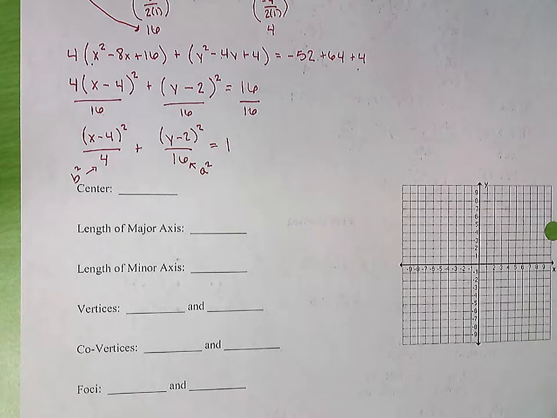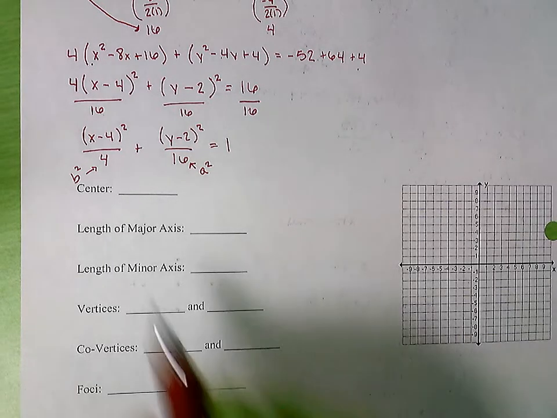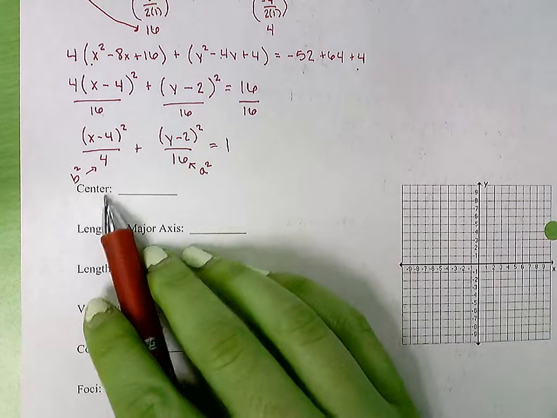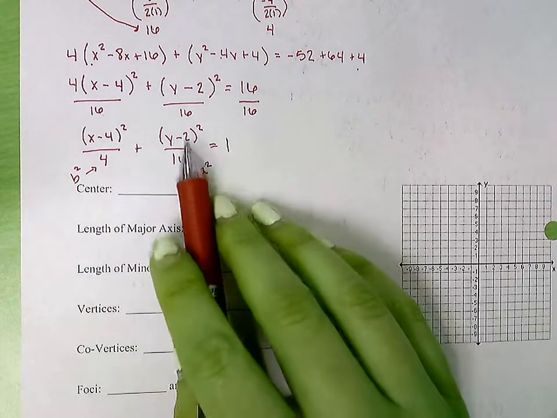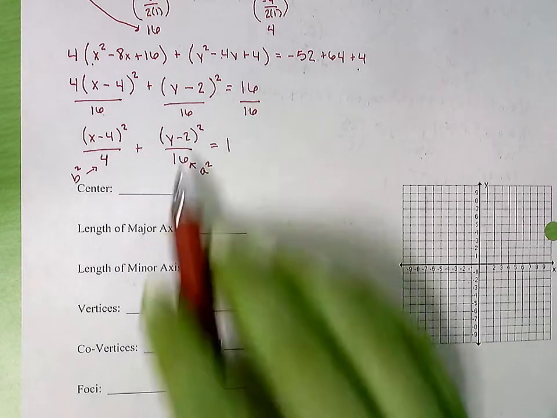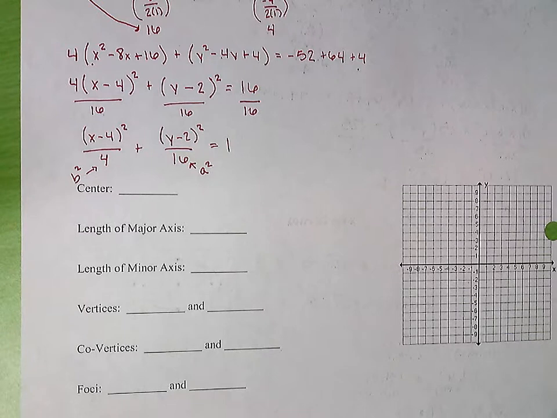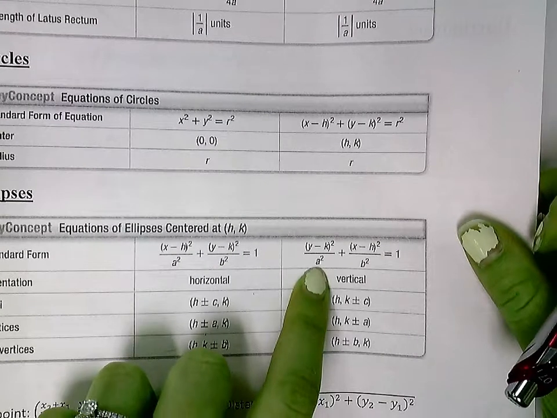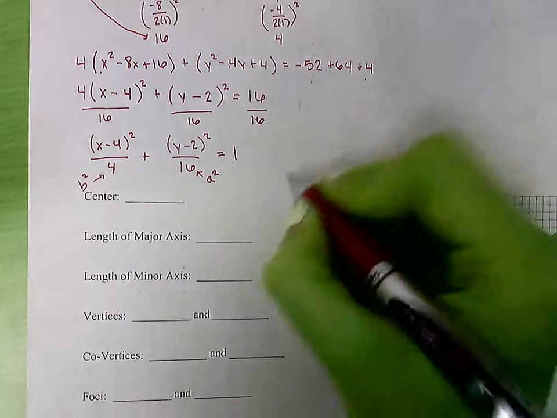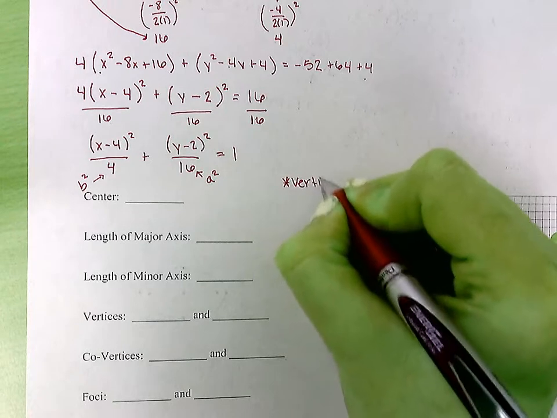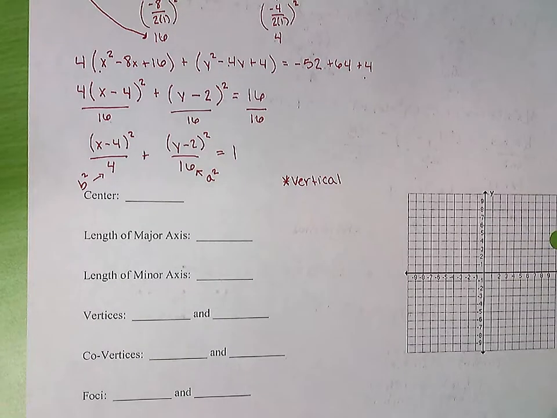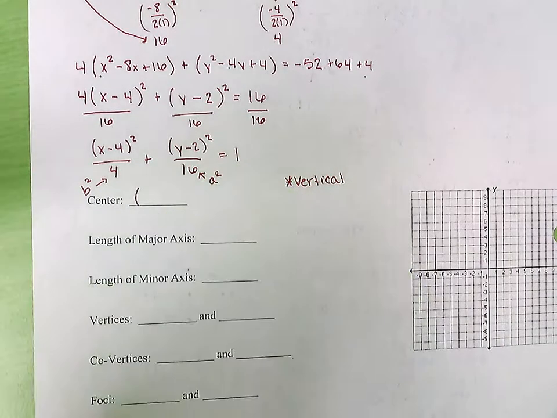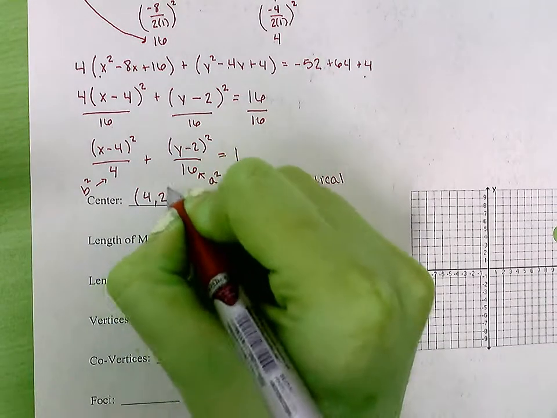Okay, so I can find my center. H is next to x. K is next to y. I forgot to tell you which way it goes. Since a squared is underneath y, that would make this vertical. Okay, so this is vertical. Now I can state my center. That is at 4, 2.